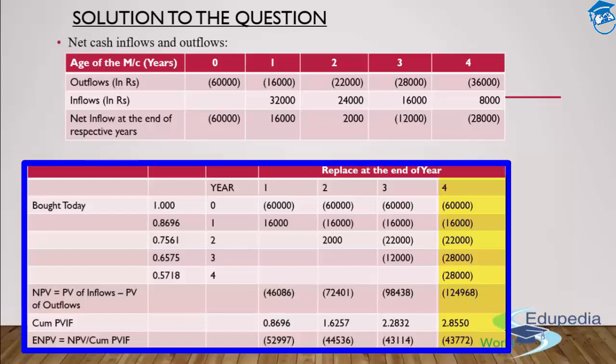I'll be technically dividing the net present value by this cumulative present value interest rate factor. I'll get the ENPV, that is the equated net present value, as 52,997 for year 1, 44,536 for year 2, 43,114 for year 3, and 43,772 for year 4. So guys, which one is the best decision?